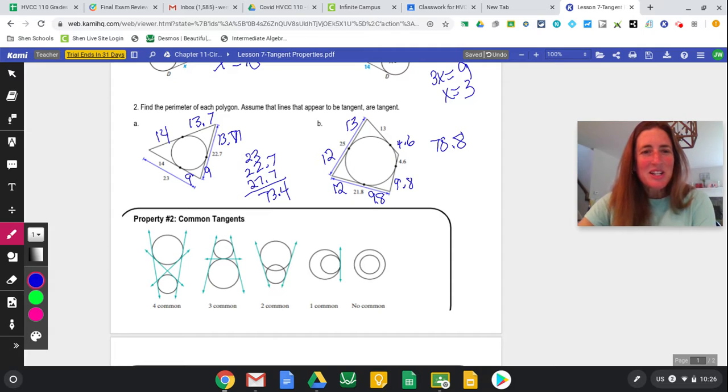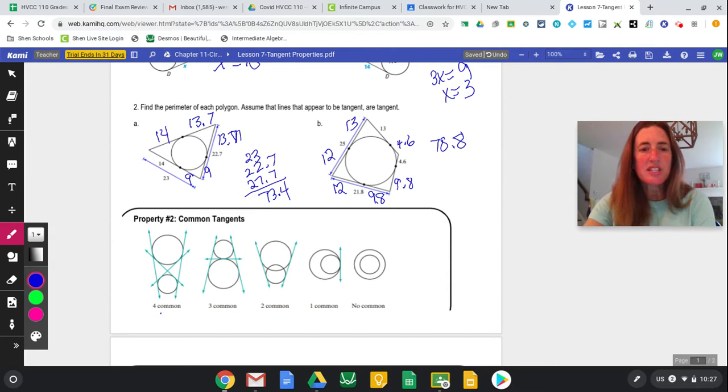Okay, so we've got common tangents. These are kind of fun. There's several different situations that could happen. Like you could have two circles and they would not be touching each other. And the most number of tangents you could have would be 4 common tangents.